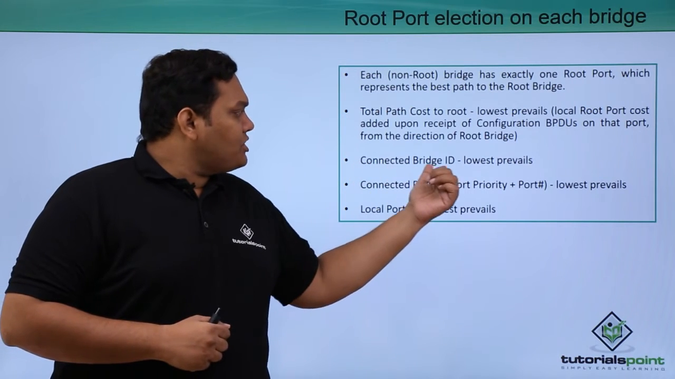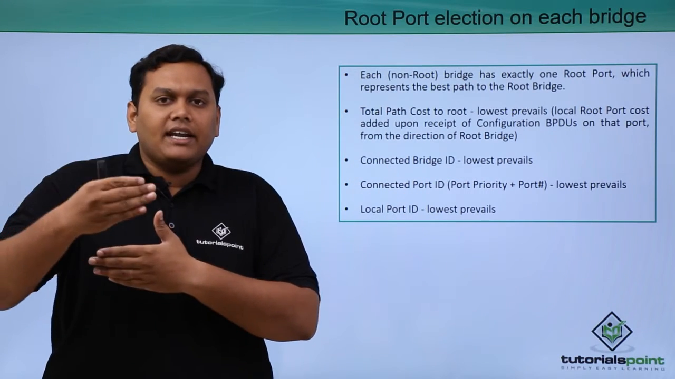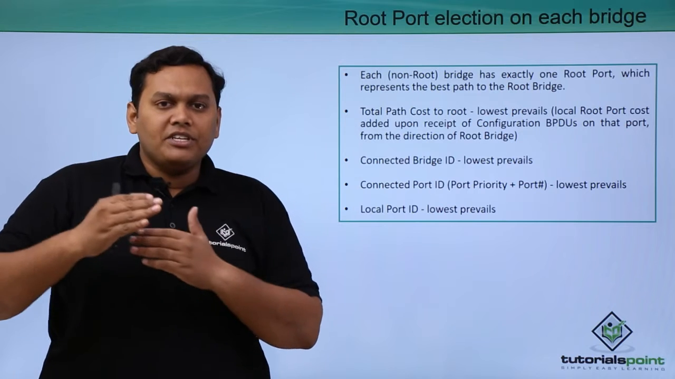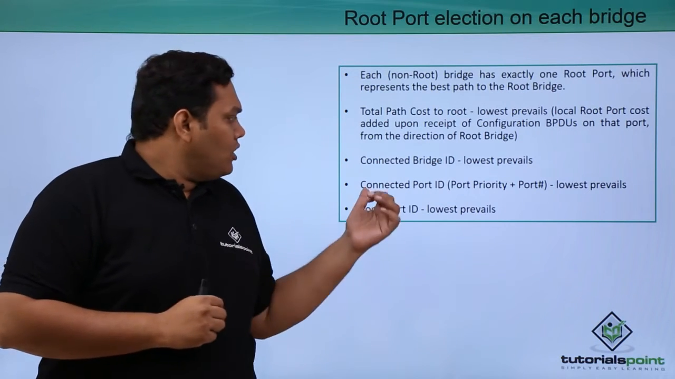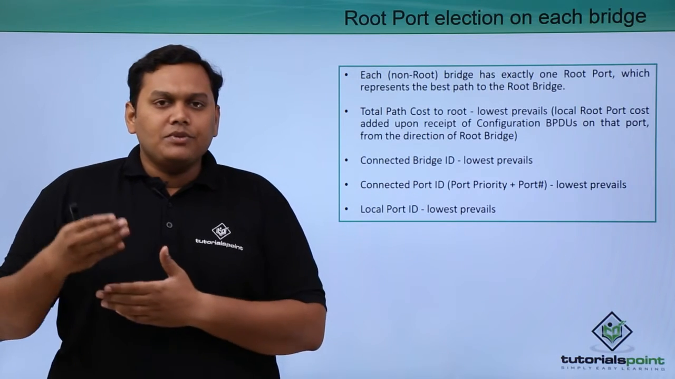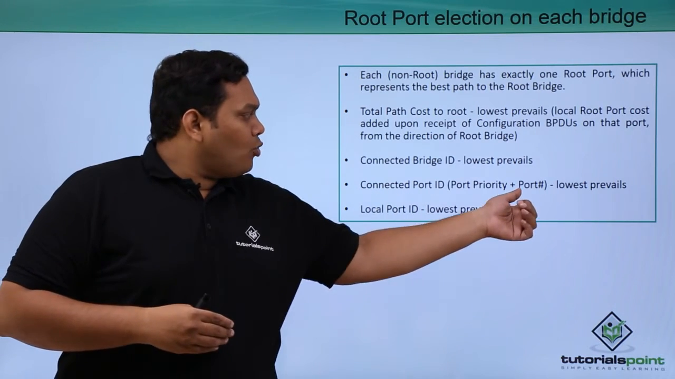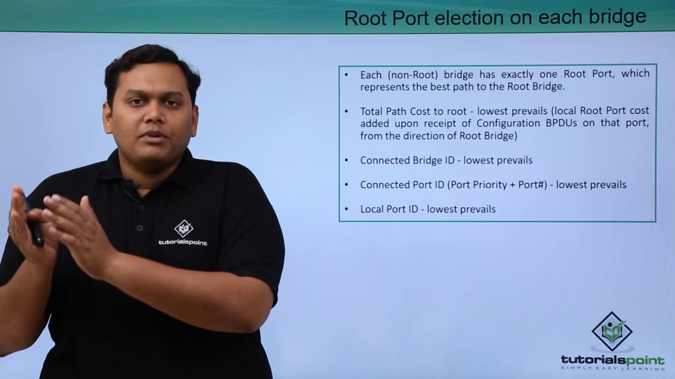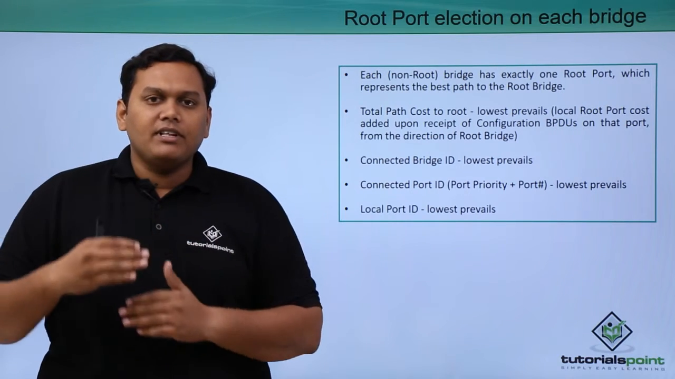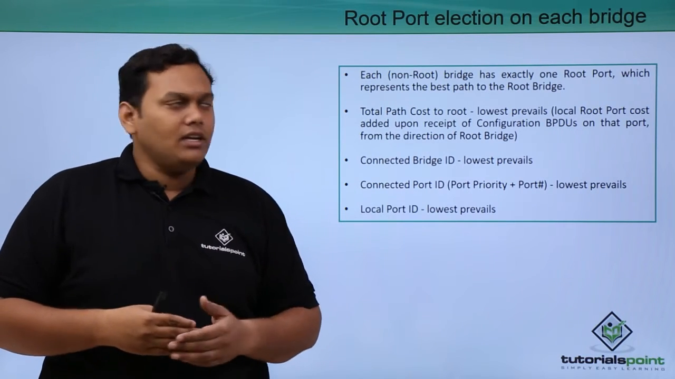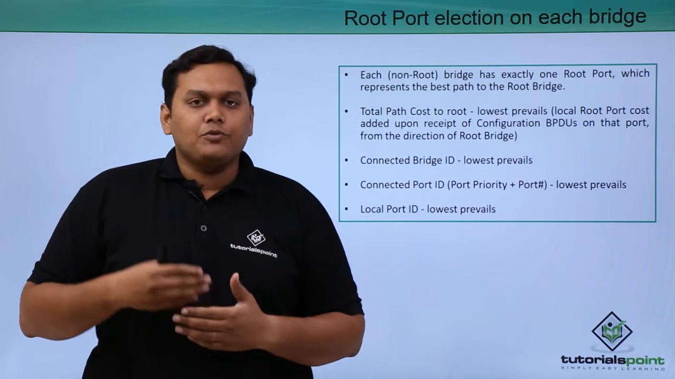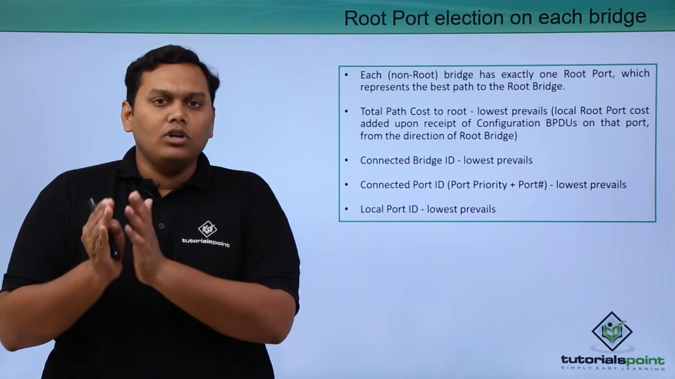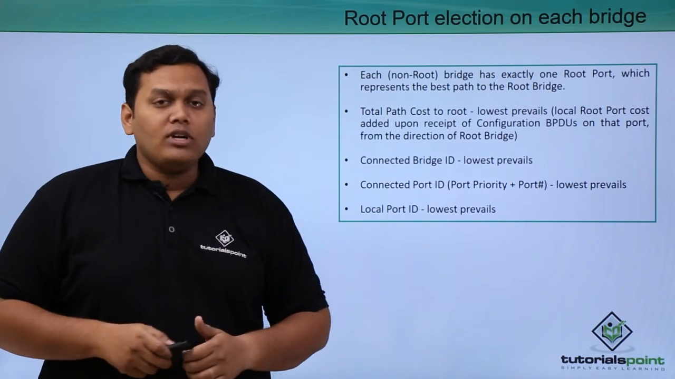And coming to connected bridge ID. What is connected bridge ID? The lowest one prevails among the bridge IDs. Then the connected port ID, which is port priority plus port number, where the lowest one prevails, is taken as an election rule for the root port election. And the local port ID, where the lowest one prevails, is also a rule for electing the root port.